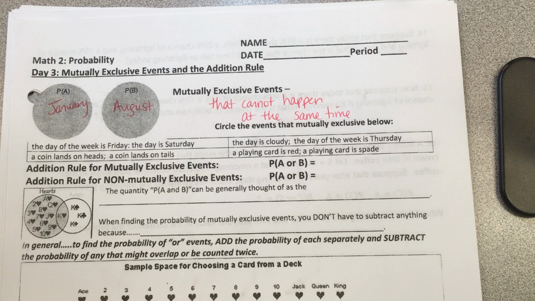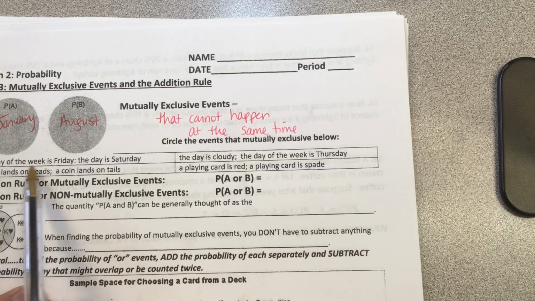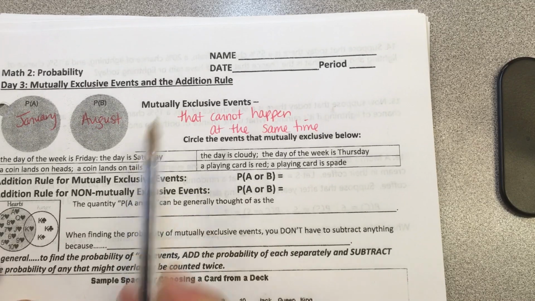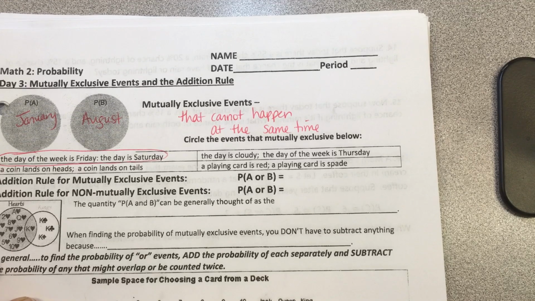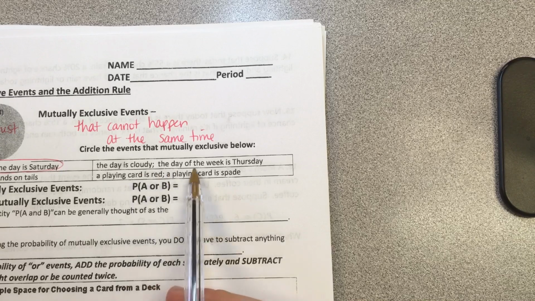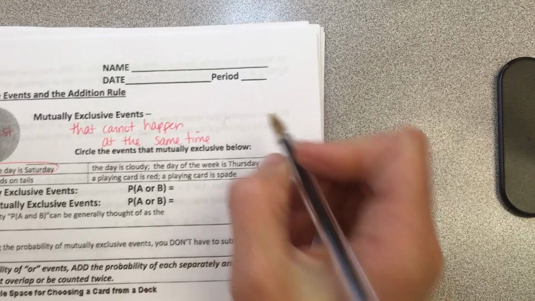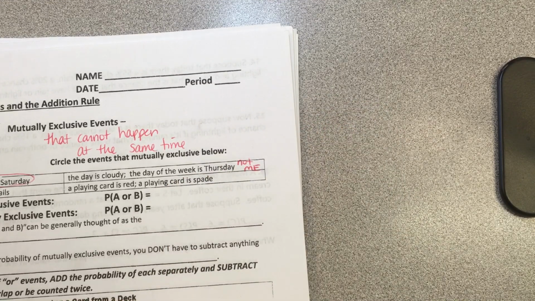Okay, let's do a few more examples. It says circle the events that are mutually exclusive below. So the day of the week is Friday, the day is Saturday. Are those mutually exclusive? Yes, they cannot happen at the same time. What about the day is cloudy, the day of the week is Thursday? That can happen at the same time. So these are not mutually exclusive, just to let you hear that vocabulary word again.